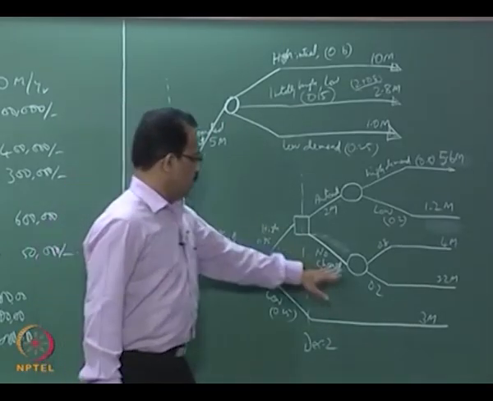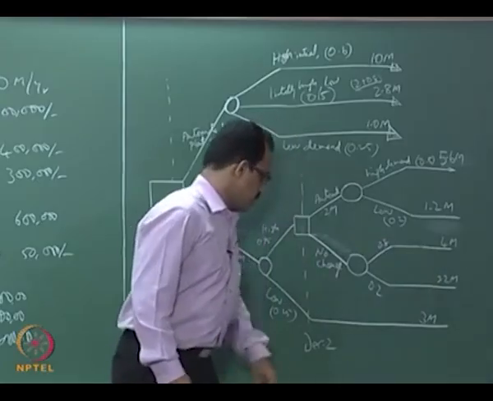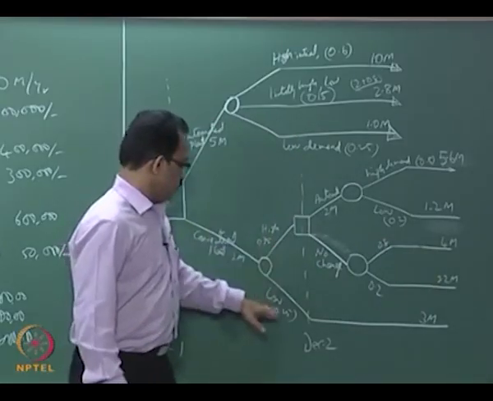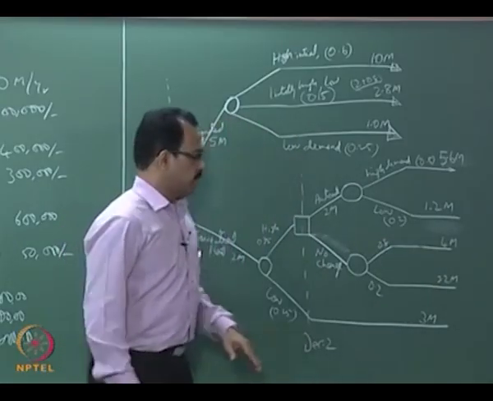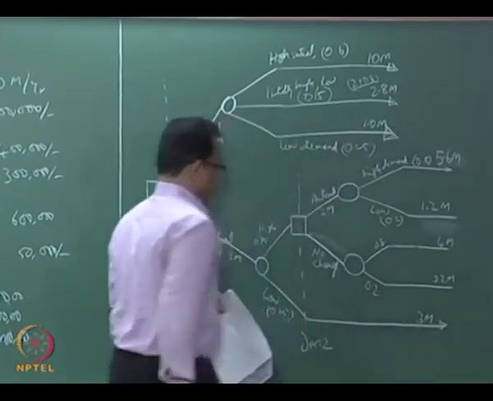So in this case the no change, then again if high demand 4 million, otherwise 3.2 million, and if this is not changed, then the revenue will be 3 million. So these are the data available to make a decision.